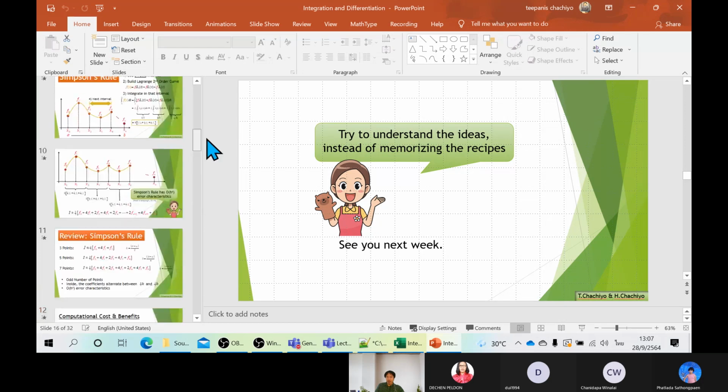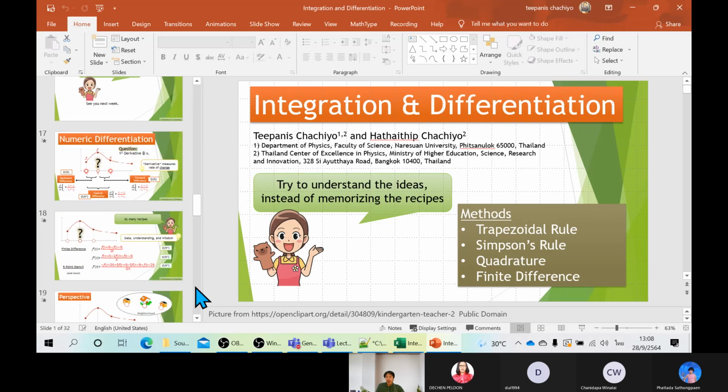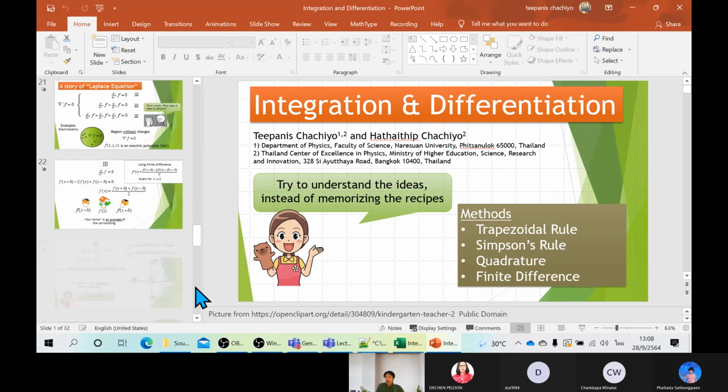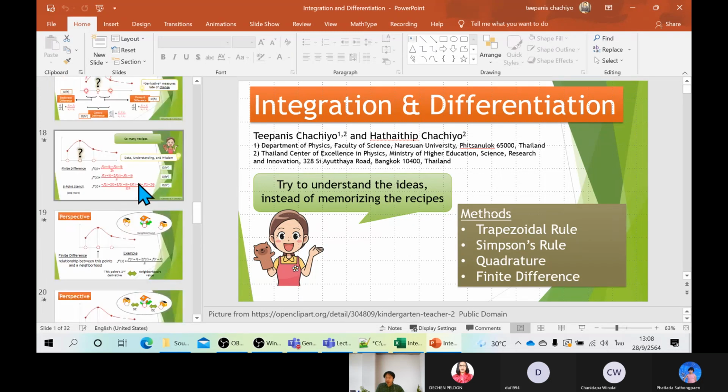Okay, so let's get back to the material from the previous class just to review what I have talked about previously. I talked about integration and differentiation, and I told you various methods of computing integrations. So we have the trapezoidal rule, Simpson's rules, and quadrature. I also gave you homework problems of trying to compute the quadrature and Simpson's rule for this example.